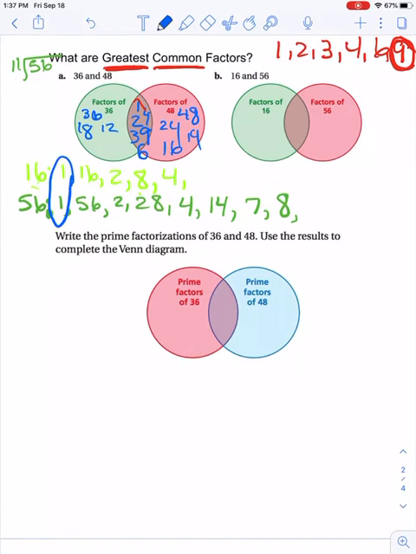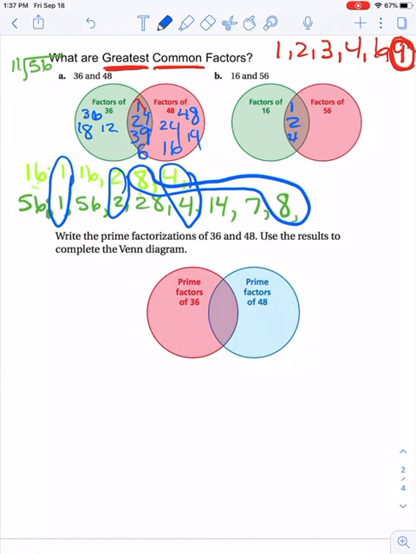So factors of 16, they both have 1, so that one goes in the middle. They both have 2, so that one goes in the middle. They both have 4, so that one goes in the middle. They both have 8, so that one goes in the middle. 1, 2, 4, and 8. Only the 16 has 16, so we're going to put 16 over here. Only the 56 has 56, so we're going to put 56 over there. Only the 56 has 28. Notice I'm just kind of marking them off as I go so I don't forget them. 14 and 7.